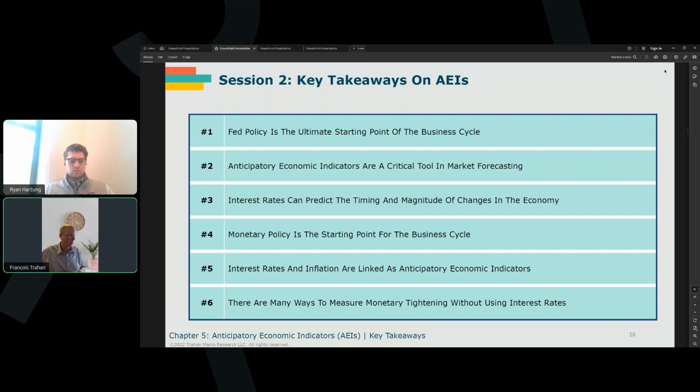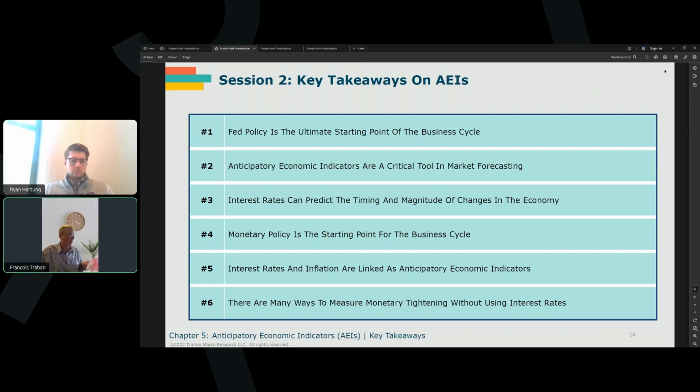I feel like point number 4 is the same one as point number 1, the importance of monetary policy in consumer-driven economies more specifically. Number 5, interest rates and inflation are both anticipatory economic indicators. Recall the chart of ISM prices paid and the change in 2-year rates. And there are many ways to measure monetary tightening without using interest rates. In other words, you can build anticipatory economic indicators without necessarily using bond yields or the Fed funds rate. There's inflation, there's proxies of labor markets, there's all sorts of tools that can be helpful.